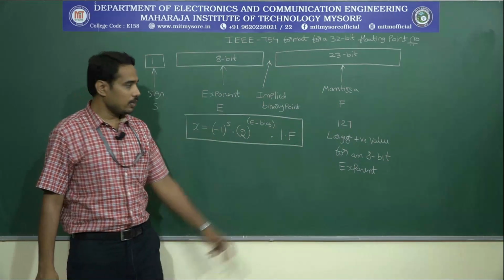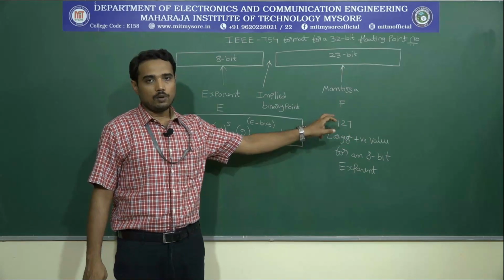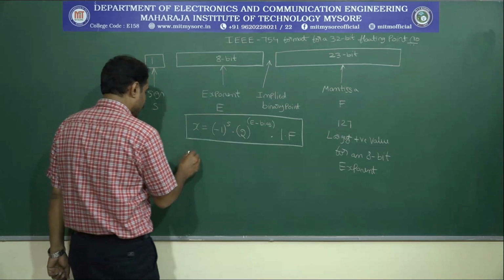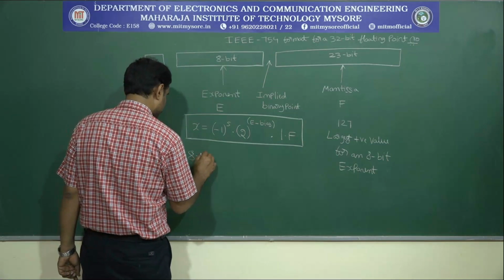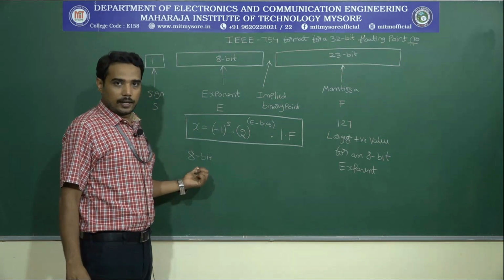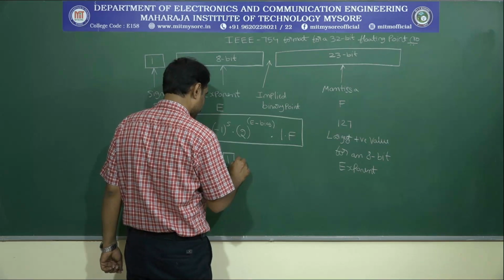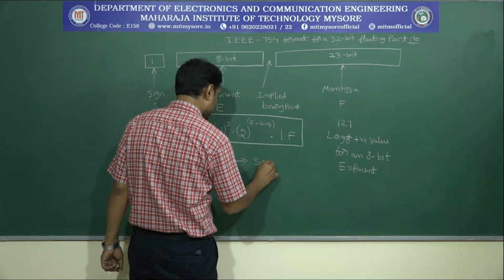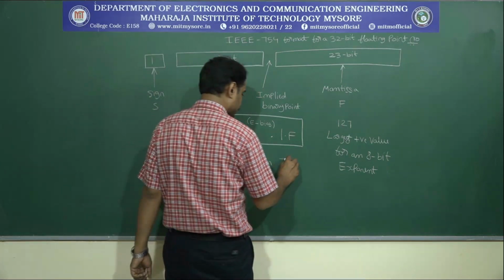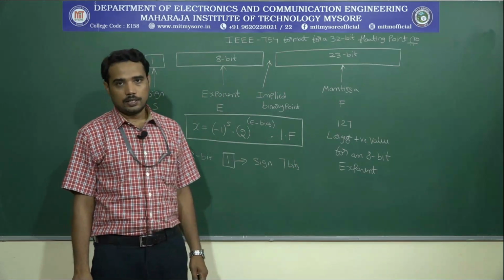That means, for 8-bit, the largest positive value is 127. How did this 127 come? We know that in an 8-bit representation, the MSB, 1 bit, is reserved for sign, and the rest of the 7 bits for the magnitude of the number.